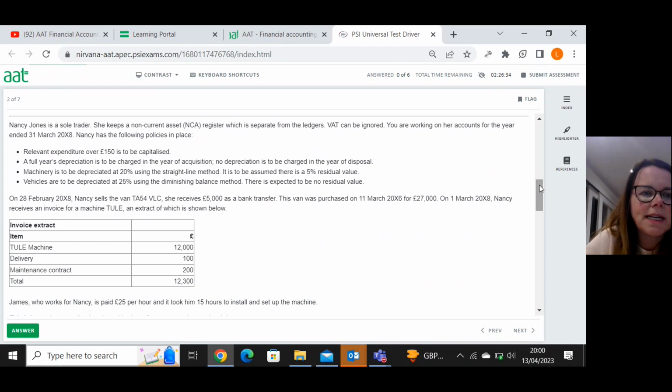Nancy Jones is a sole trader. She keeps a non-current asset register which is separate from the ledgers. VAT can be ignored. You are working on her accounts for the year ended 31st of March X8. Nancy has the following policies in place. Right, before I read those, I'm going to have a look and see what comes later. So she's selling a van. So that immediately tells me it's probably going to be a disposal question.